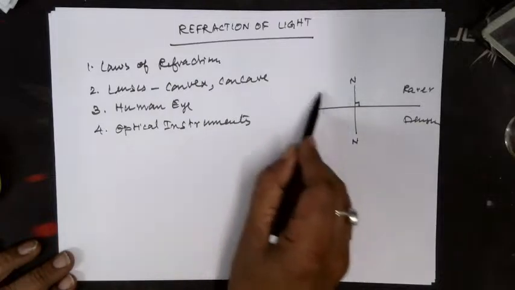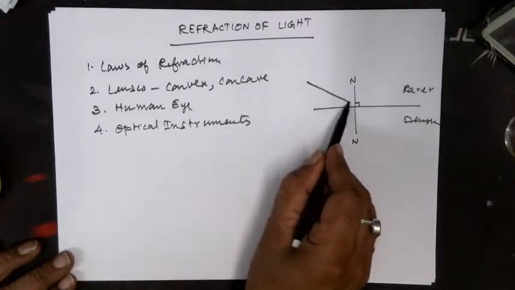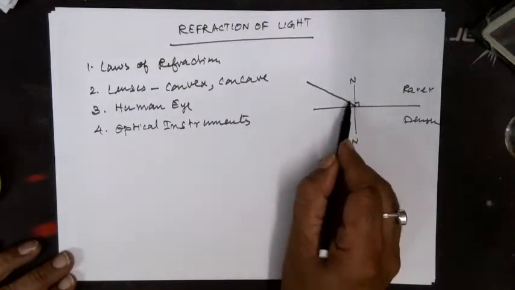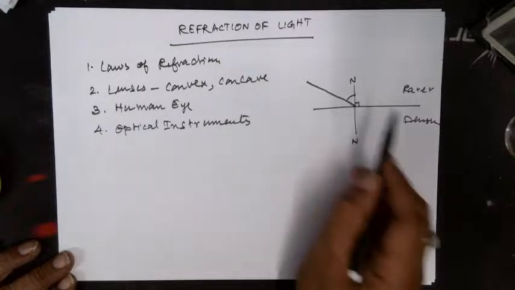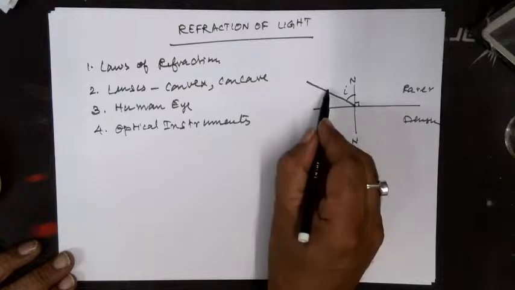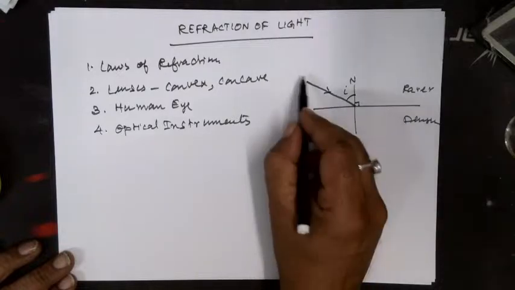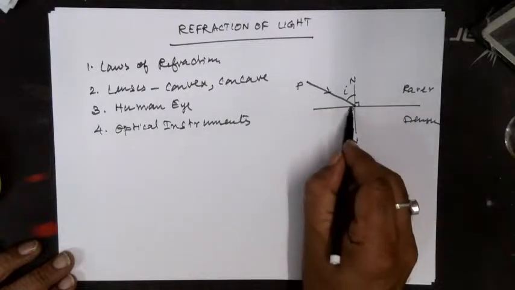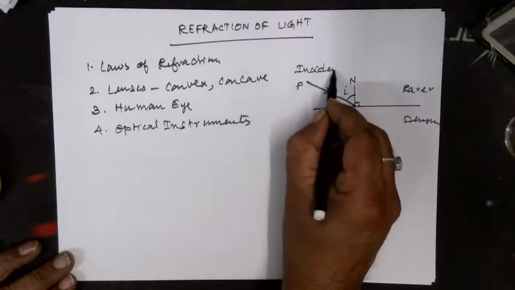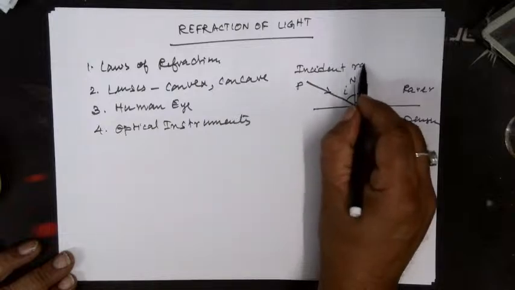And the light falls here at a certain angle to the normal, and that is called angle of incidence. So this is called incident ray. Let me say PQ, incident ray. So what is PQ? PQ is incident ray.